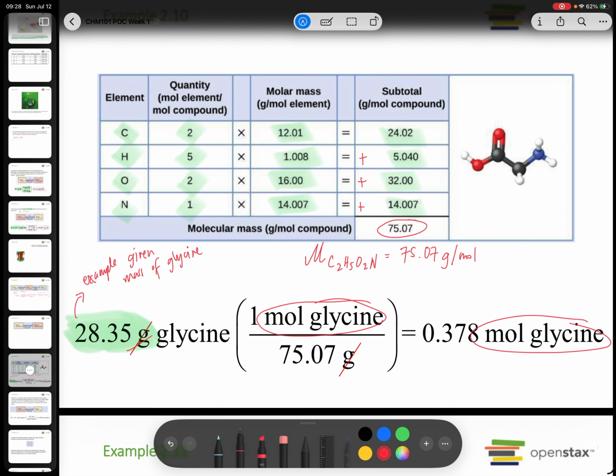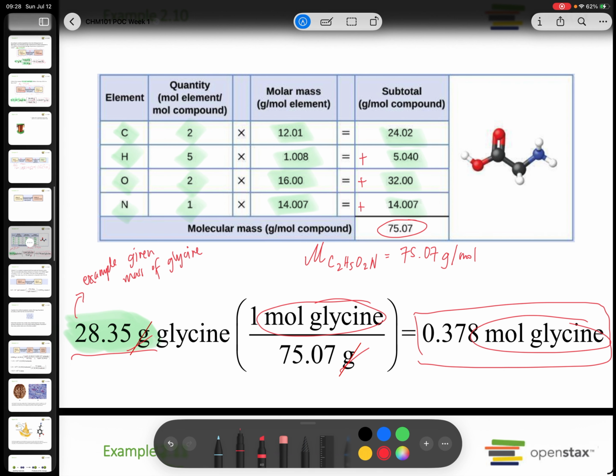So, grams of glycine cancel. So, 28.35 divided by 75.07 na siya. So, dapat ang makuha nating sagot ay ito. 0.378 moles of glycine sa 28.35 grams of glycine. Okay?